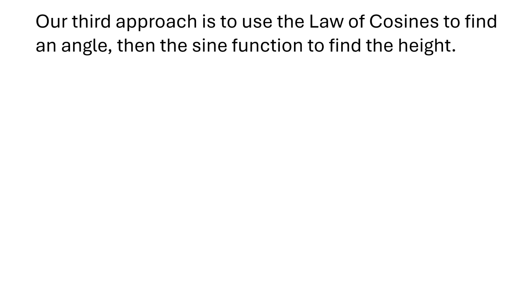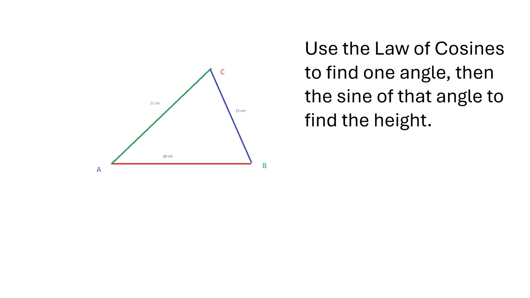Our third approach is to use the law of cosines to find an angle. Which one I pick is up to me. I don't care which one you pick. And then the sine function to find the height. So this is where we start. We have 3 sides. I'm going to find angle A. Nothing magic about angle A, but that's the one I've chosen.